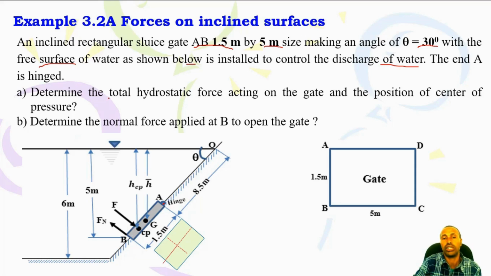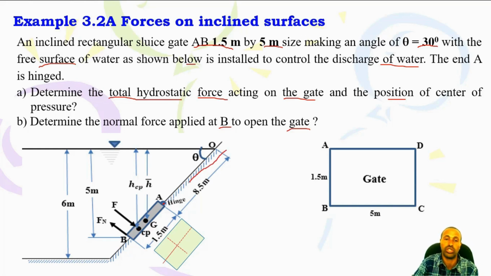Determine the total hydrostatic force acting on the gate and the line of action of this force, or the position of the center of pressure. The second problem is to determine the normal force applied at B to open the gate. So what normal force should be applied at point B so that the gate can open and water will flow out? The diagram shows h bar, which is the vertical distance up to the center of gravity of the gate, and hcp, which is the center of pressure of the gate from the water surface. Then you have to just compute.